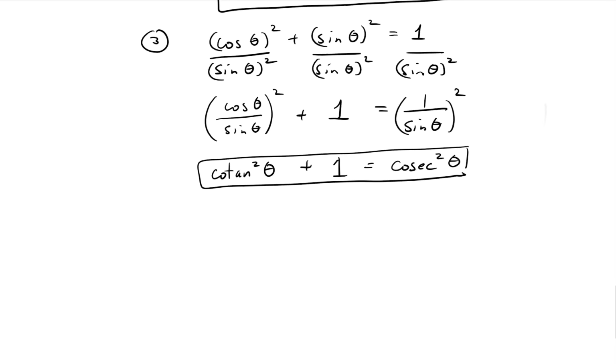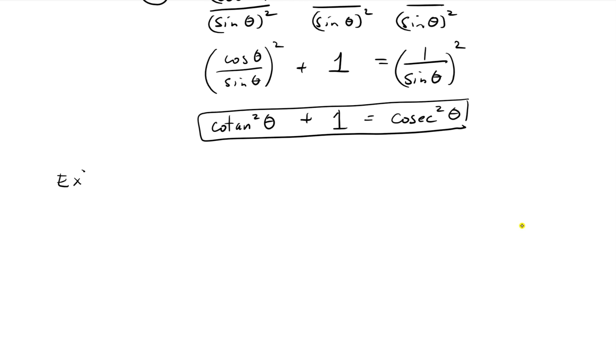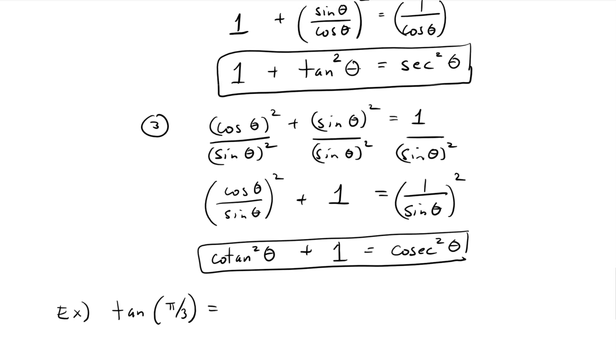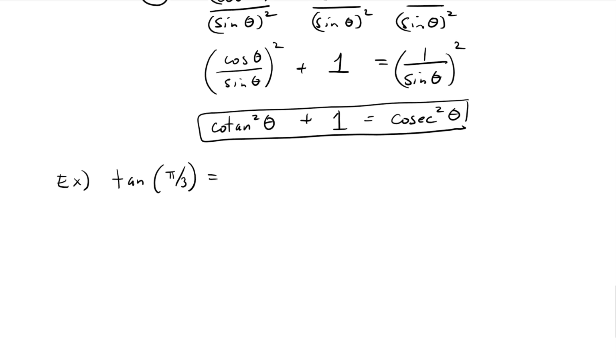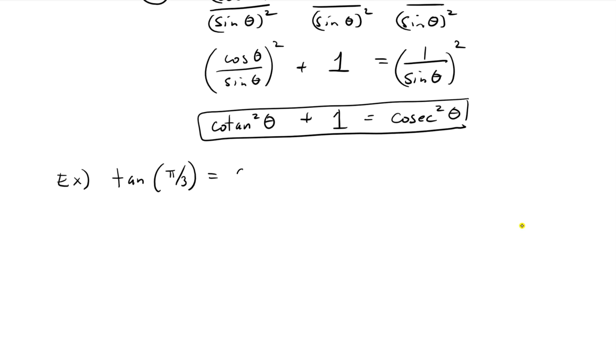So just to show you an example of those identities in action. Let's say I calculate the tangent of pi over 3. And then after that, I'm going to calculate the secant of pi over 3 and show that they are related through this identity here, that it works. So tangent of pi over 3, what is that? This is sine over cosine.